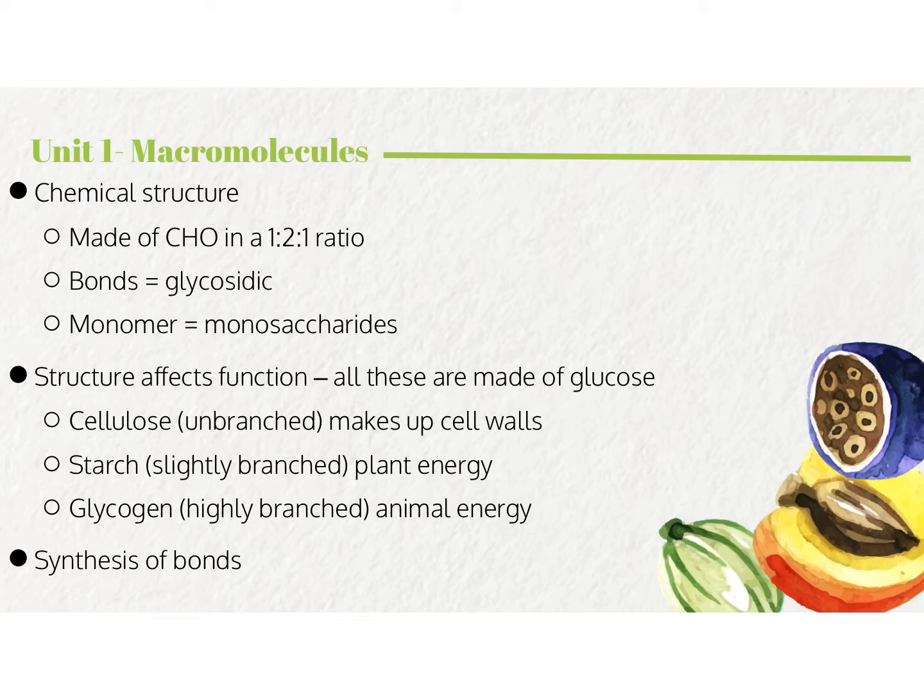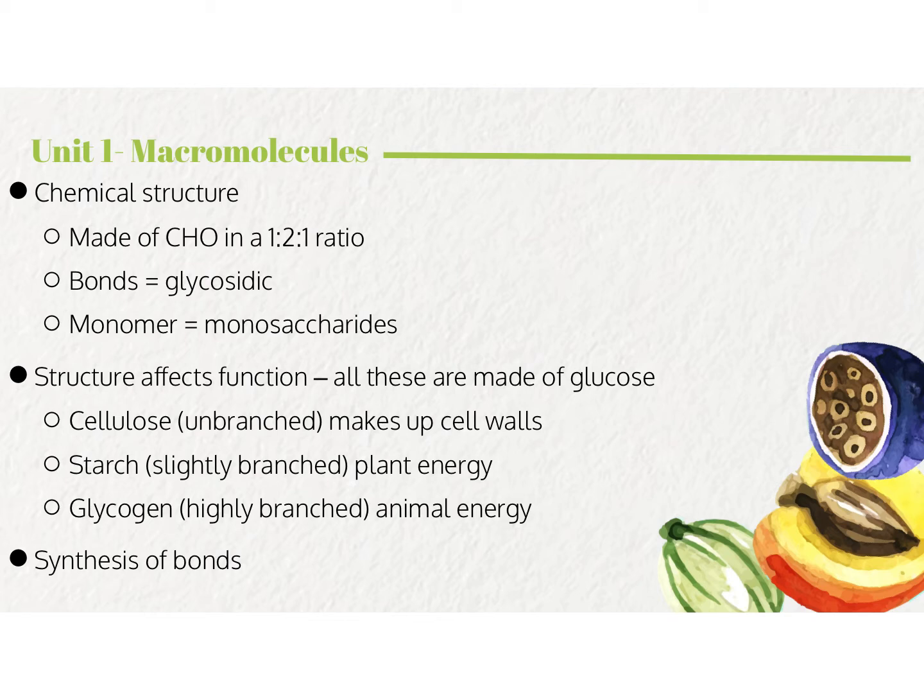The bonds of carbohydrates are glycosidic bonds, and the monomers are called monosaccharides. Sometimes you can have disaccharides, which means 2 carbohydrates placed together, and then a polysaccharide is going to be 3 or more.